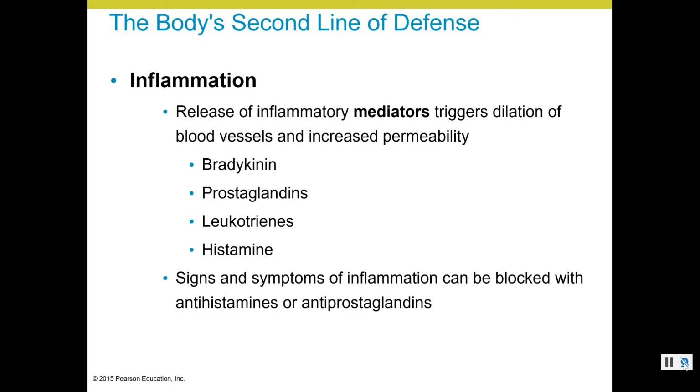The newer generations, like Claritin, Zyrtec, whatever, do not cross the blood-brain barrier, and so their side effects don't include drowsiness. All right, so that is an antihistamine.